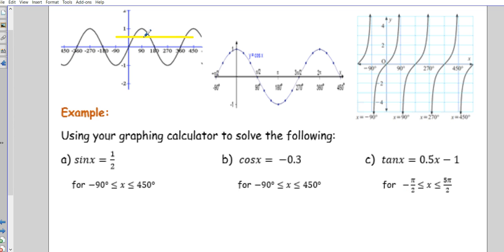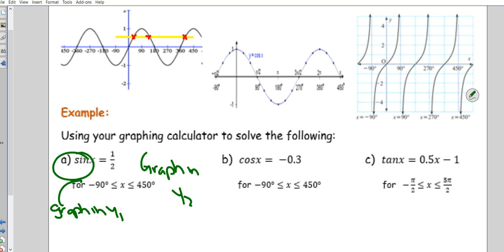A couple? A lot? There's going to be 1, 2, 3. Let me make a little note: graph this one in Y1, and we're going to graph the other one in Y2.